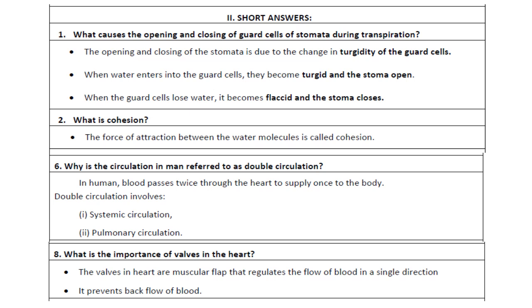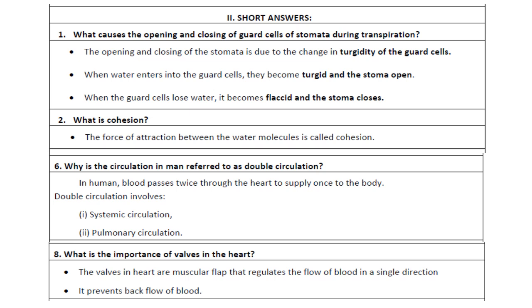What causes the opening and closing of guard cells of stomata during transpiration? The opening and closing of the stomata is due to the change in turgidity of the guard cells. When water enters the guard cells, they become turgid and the stoma opens. When the guard cell loses water, it becomes flaccid and the stoma closes. What is cohesion? The force of attraction between the water molecules is called cohesion.